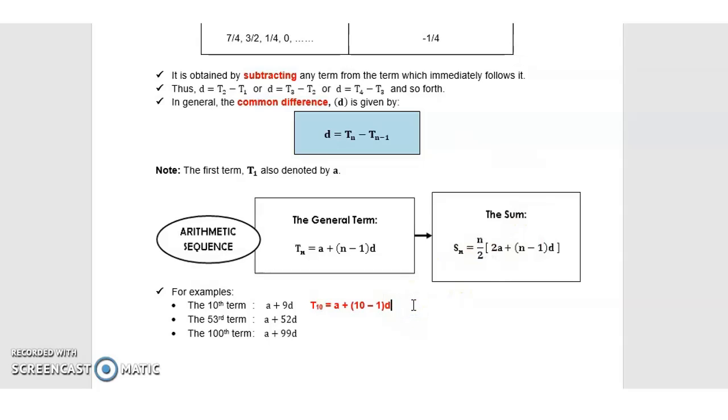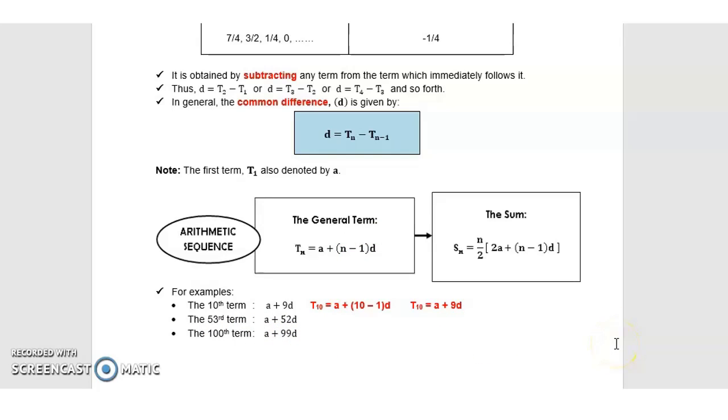Okay, so here we get T10 equal to A plus 9d. So 10 minus 1, 9. If you look at here, if you want to find the 53rd term, it will be A plus 52d. So n minus 1. If you want to find the 100th term, it will be A plus 99d. So n minus 1 here. 100 minus 1, we get 99.